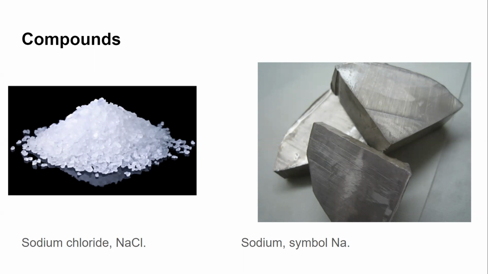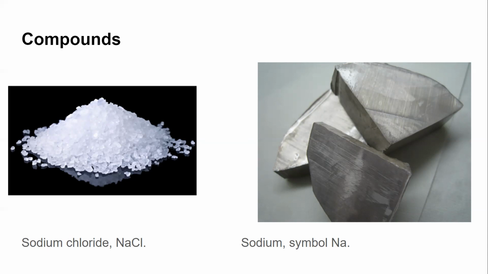A compound is very different from the elements from which it is made. Once two different elements are bonded, they completely lose the properties of the individual elements. The compound has totally new properties.